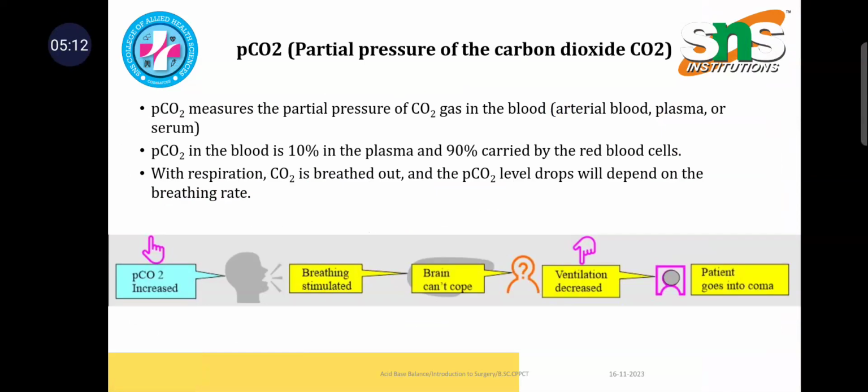Partial pressure of carbon dioxide is the amount of carbon dioxide present in the blood after expiration. About 10% of the carbon dioxide in the blood is in the plasma, and 90% is carried by the RBC. Once carbon dioxide increases in your body, breathing is highly stimulated; the information goes to the brain, and ventilation will decrease. Once ventilation is further decreased, the patient will enter into a coma.